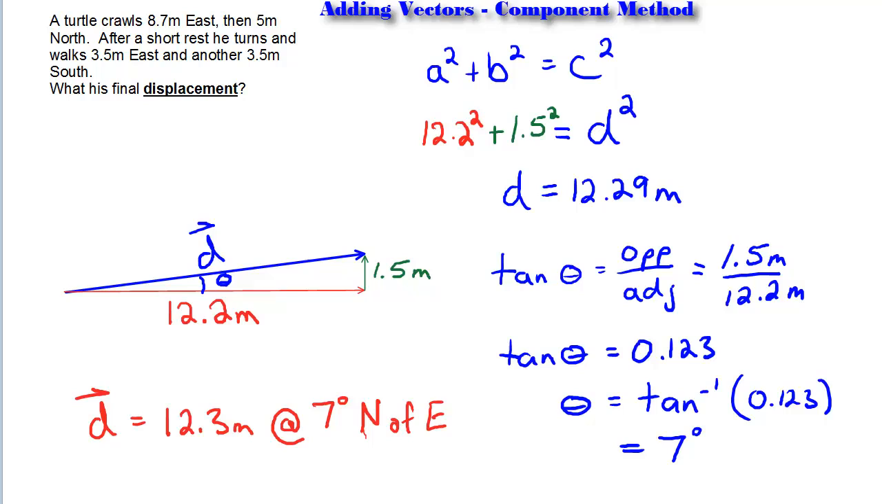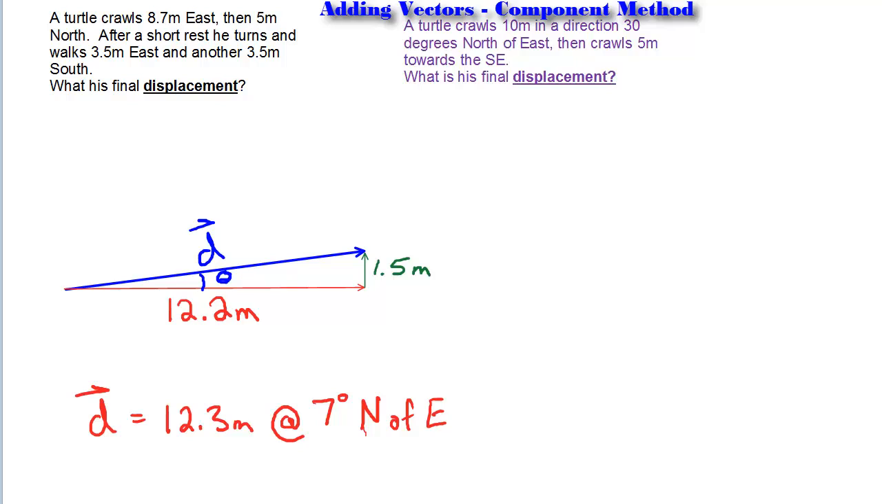So all we're trying to do is take our vectors and simplify them down into 2 vectors. Now I chose some strange numbers here for a reason. This question that we took quite a while to solve is identical to the following question. A turtle crawls 10 meters in a direction 30 degrees north of east, then turns and crawls 5 meters towards the southeast. What is his final displacement? Believe it or not, these 2 questions are identical. They'll yield the same final answer of 12.3 meters at 7 degrees north of east.